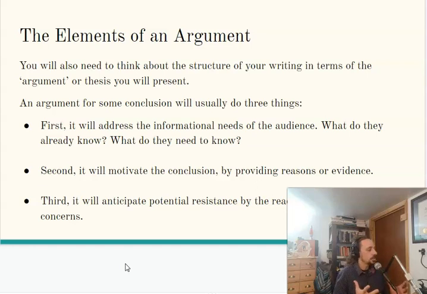And in general, as I suggested, you should be writing as if your audience is a clever, intelligent person, but who may have never heard of these specific thinkers, topics, or questions. So just lay it out for them. After you've addressed the informational needs of your audience, the second thing you should do is motivate the conclusion. Here you're going to provide a reason or some evidence. This is the tricky part. What sorts of reasons or evidence can speak for the conclusion?